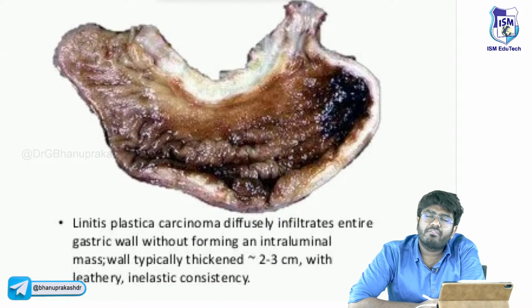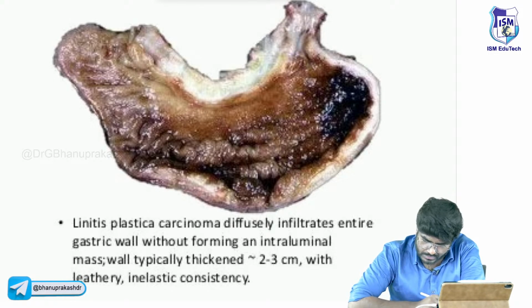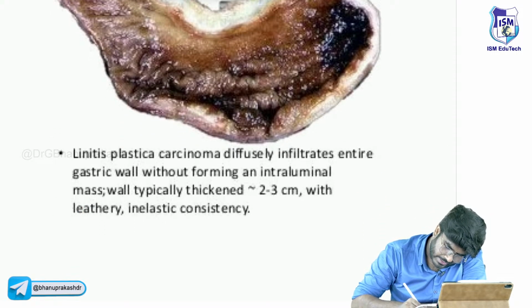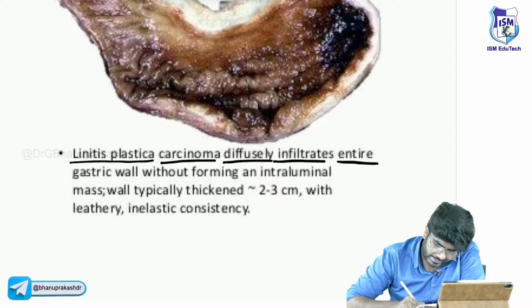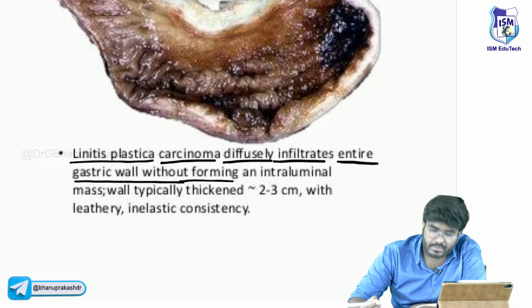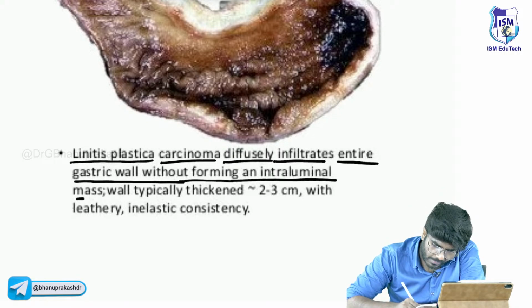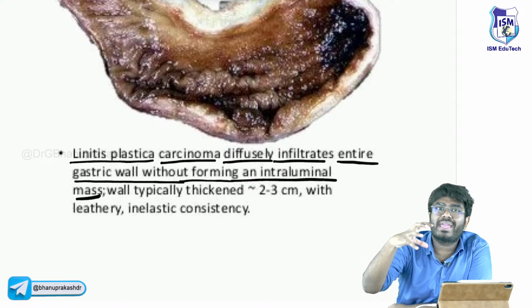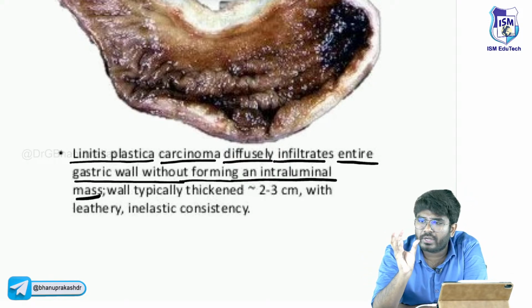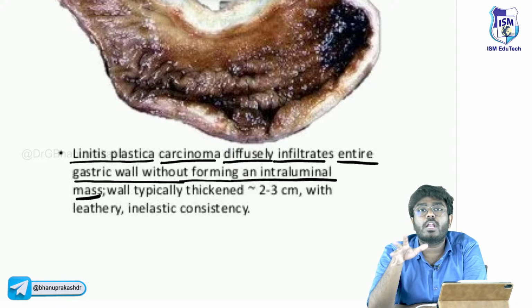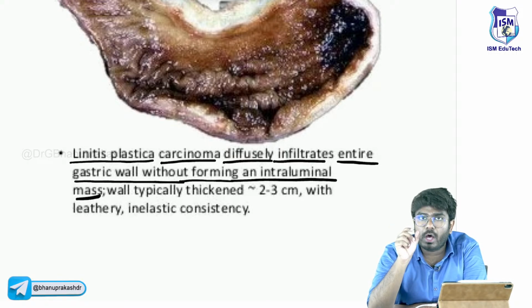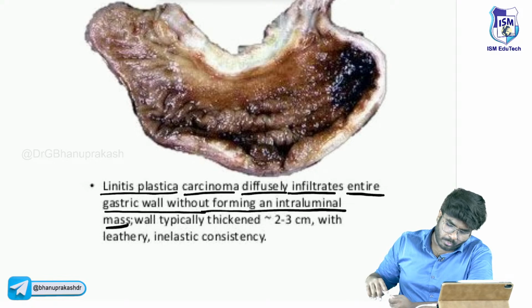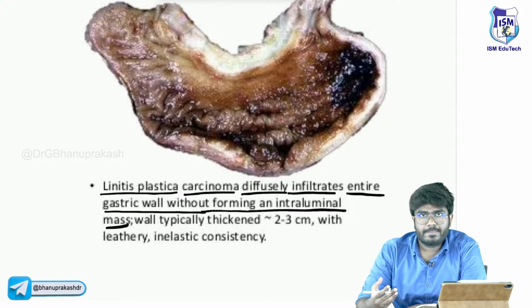Now this is the stomach with a diffuse involvement of the wall. Look here: Linitis plastica carcinoma diffusely infiltrates the entire gastric wall without forming an intraluminal mass. There is no cancerous mass. Usually cancers form a mass, but here there is no such mass. There is a diffuse involvement of the gastric wall, so now it's looking like a leather bottle. This is called the leather bottle appearance of the gastric mucosa.